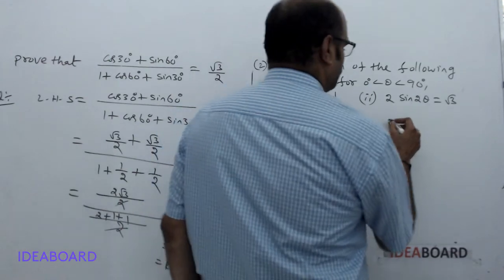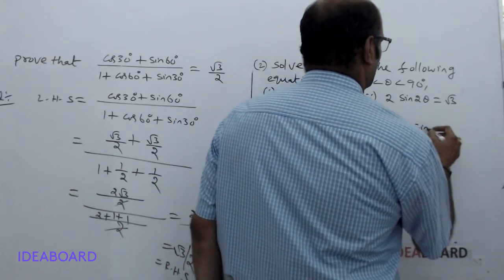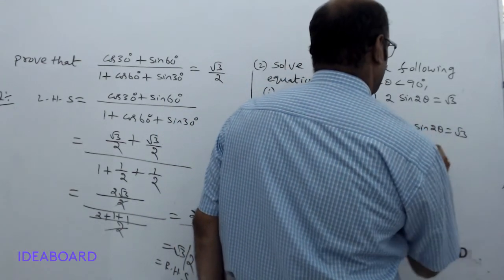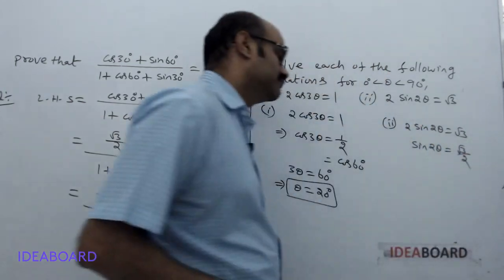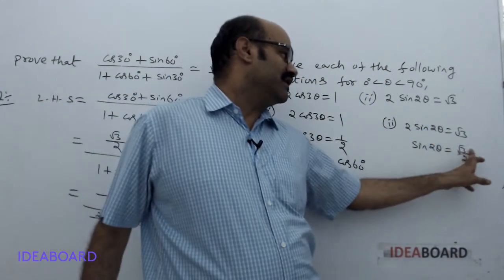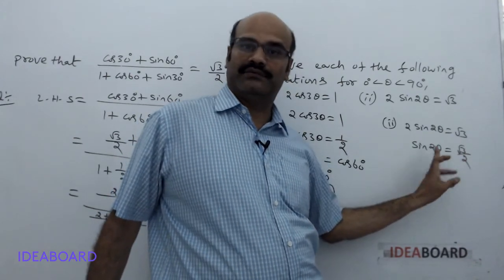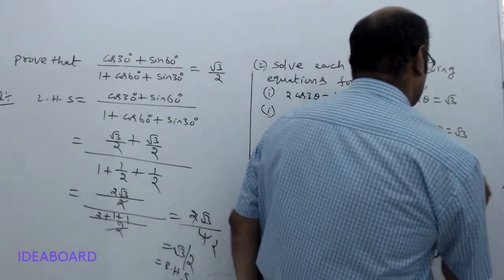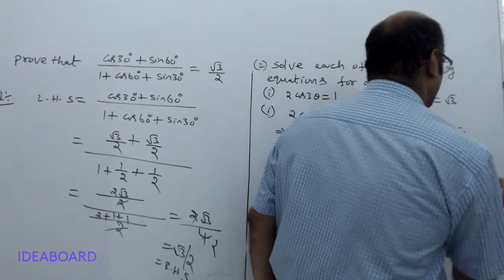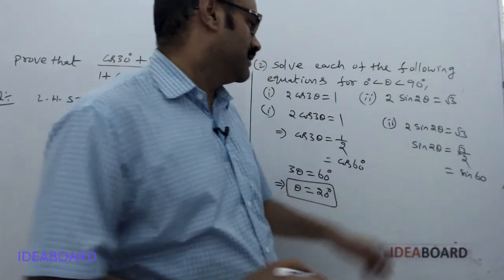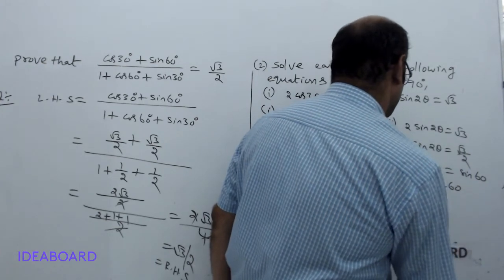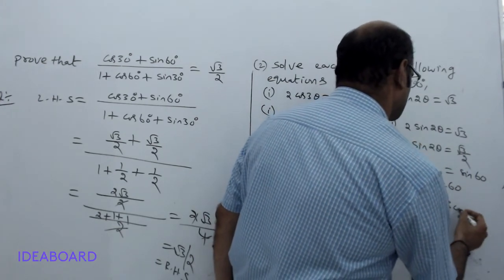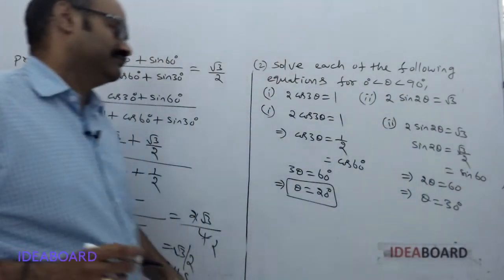Second problem, 2 sin 2 theta equals root 3. Sin 2 theta equals root 3 by 2. Root 3 by 2 in terms of sine, we have sin 60. It implies 2 theta equals 60. It implies theta equals 30 degrees.